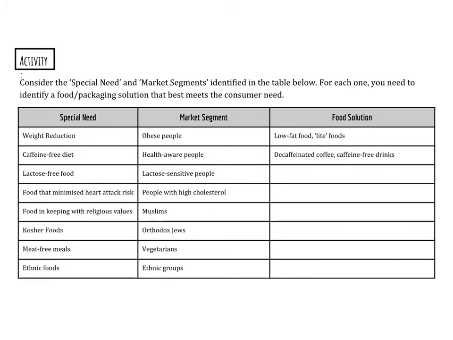Now on your lecture slides, there are a few activities that I would like you to complete. Firstly, you're going to look at the special need and then the market segment, and develop a food solution by referring to a food that is already on the marketplace to meet the needs of the two columns on the left. In the first example, the special need is weight reduction and the market segment is obese people. So the food solution would be a low fat or a light food. In the second example, the special need is caffeine free, so not having foods that are high in caffeine. The market segment is health aware people. Therefore, the food solution links to decaffeinated coffee as well as caffeine-free drinks.